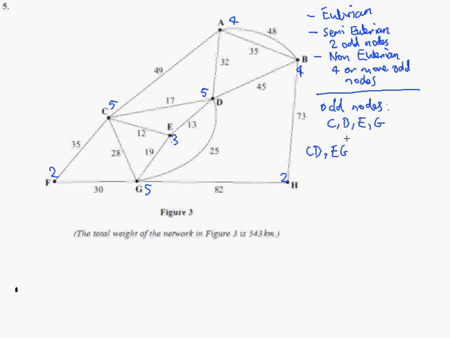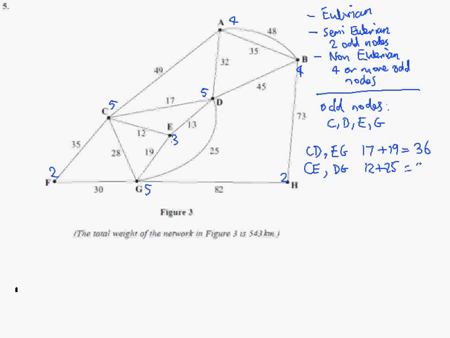And the weight of this would be C to D would be 17 and E to G would be 19. So add that together, you get 36. Okay, but C wouldn't have to go with D. C could possibly go with E. So let's try that. C, E. If C goes with E, then D now has to go with G. So we got D to G. Now the shortest way to do this is 12 and 25.